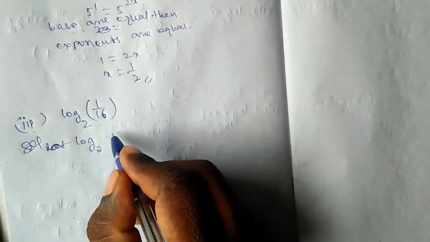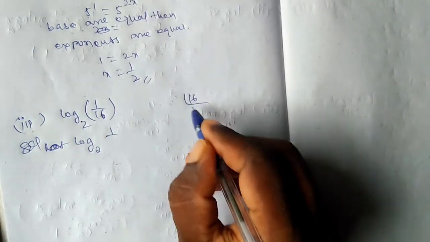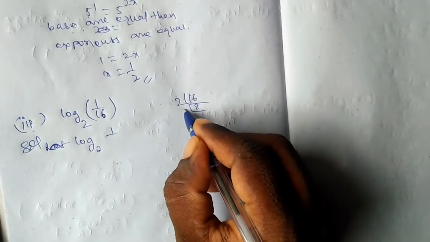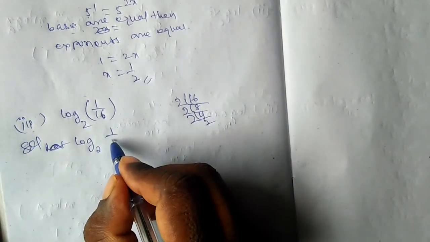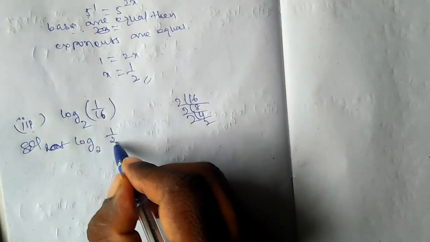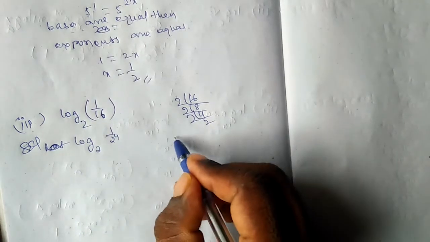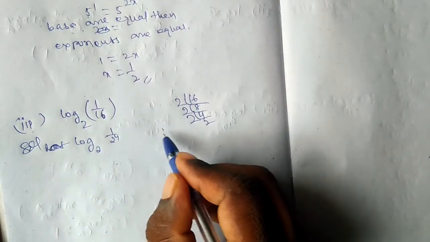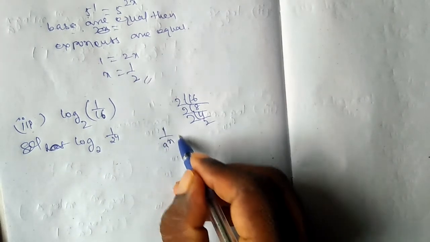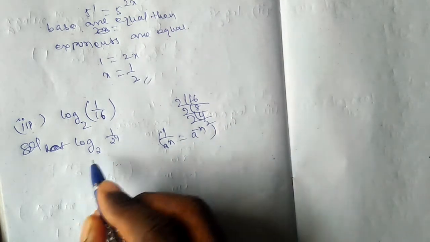Log 1 by 16. I can write 16 by factorization: 2 8s are 16, 2 4s are 8, 2 2s are 4, so 16 is 2 to the power of 4. Here I am going to apply one more exponential formula: 1 by a to the power of n is equal to a to the power of minus n.